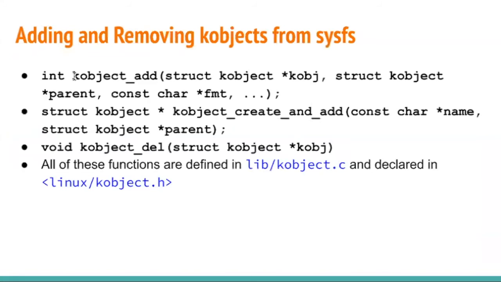So let's now see how we can add a kobject in the file system. This is a function we can run, kobject_add. It will add an entry inside sysfs, and similarly we have the function kobject_del. It will delete the kobject entry inside the sysfs file system.